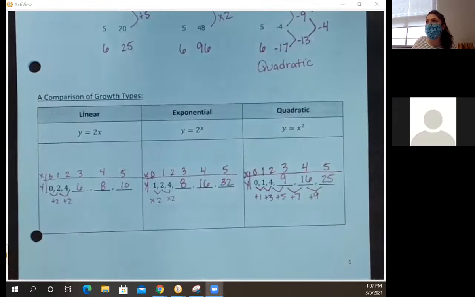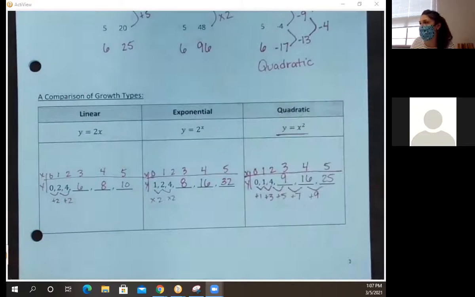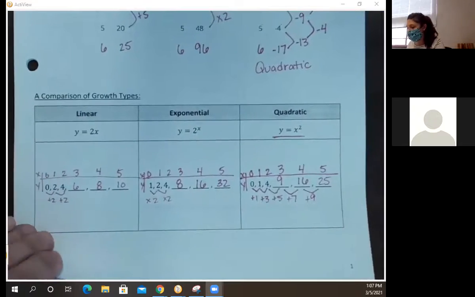That makes sense? So this is what we're going to see, these quadratic functions. Questions for me so far? Okay, let's take a look at the next page.